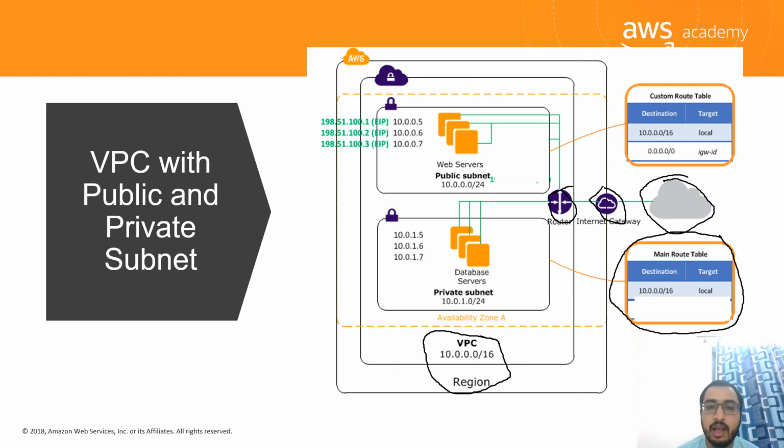This is an example, and there can be many subnets, and inside them we can have many servers. The default internet gateway is this.